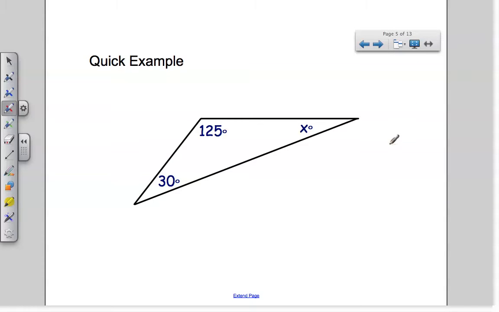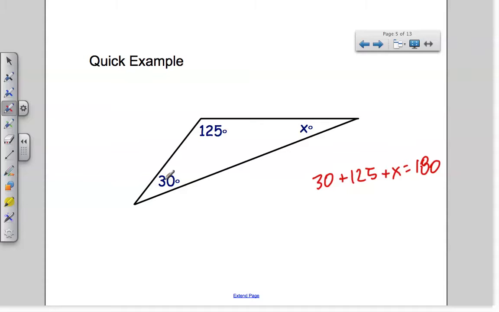And a quick example. One of the most basic things you should be able to do is just find a missing angle measure in a triangle if you have the other two angle measures. And there's a lot of ways to do this on the calculator. You could think to yourself, I know these add to 180, so you could actually write out an equation. 30 plus 125 plus x, I know they should add up to 180.